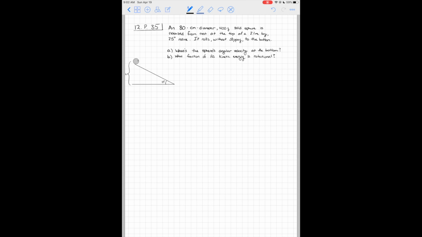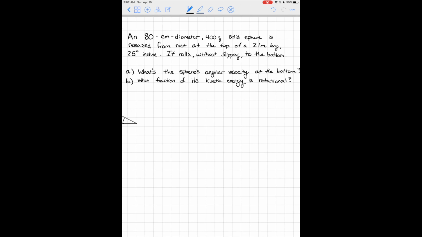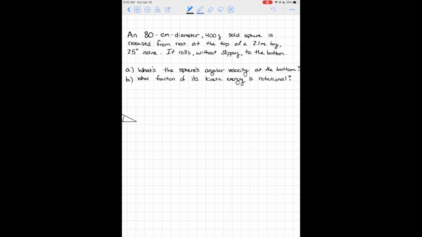So tackling part A, we have a small little picture here. We got our sphere, we got some height here that we don't quite know, but we know the length of this entire incline, and we know the incline is 25 degrees. To find the sphere's angular velocity at the bottom, it's actually really hard to do this just using torques. It's darn near impossible. So we need to use energy.